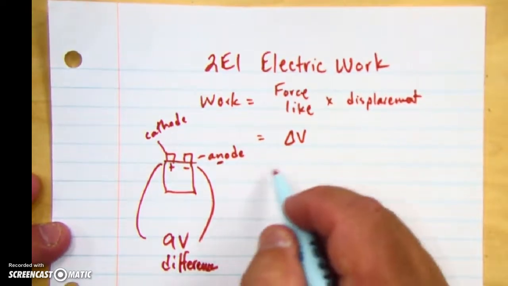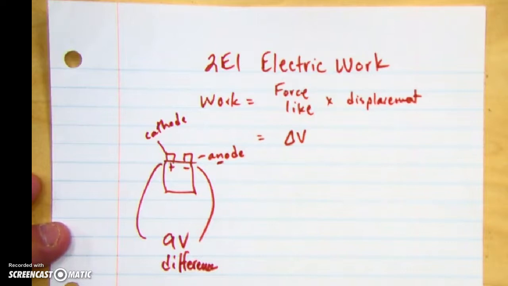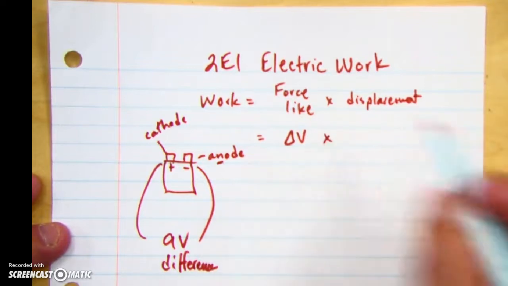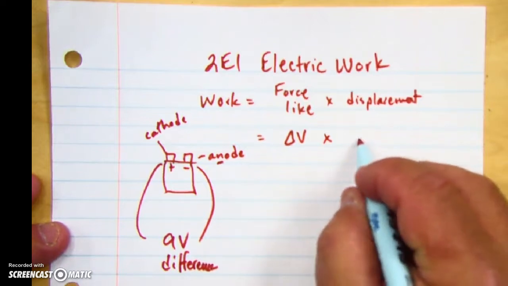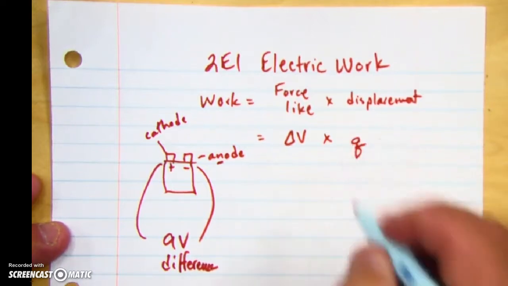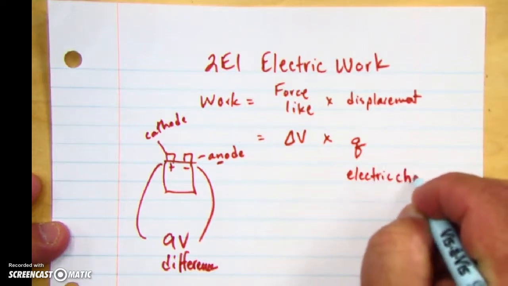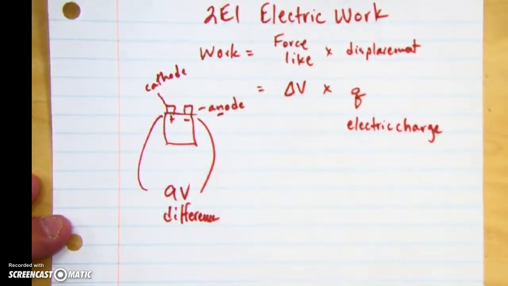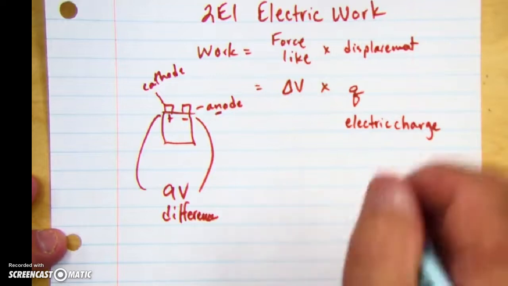So your force-like quantity is the voltage difference between the two prongs of a battery, or the two prongs of an outlet, times displacement. Well, this is a new topic. What's physically being moved is electrons, and that is called electric charge. We use the letter Q for it, lowercase q. Now, this is a new unit. This is not something you've seen before.